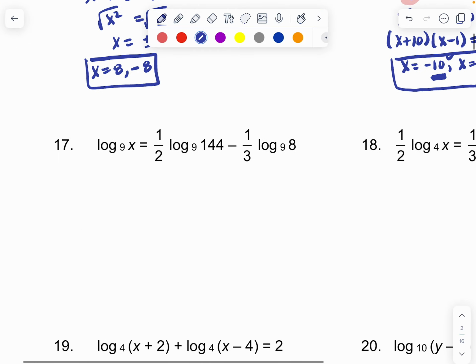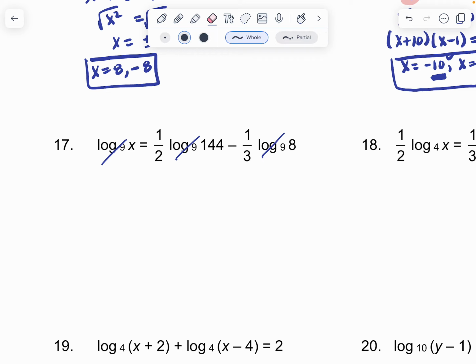All right, number 17. Okay, the mistake people make on this, they go, oh, log base 9, log base 9, log base 9. You cannot do that, okay? The reason why, that only works if there's one log on the left and one log on the right. I don't have that here. I have one log on the left, but I have two logs on the right. So if you have more than one log on either side, you need to condense, which means make it smaller, okay? So let's go ahead and condense this.